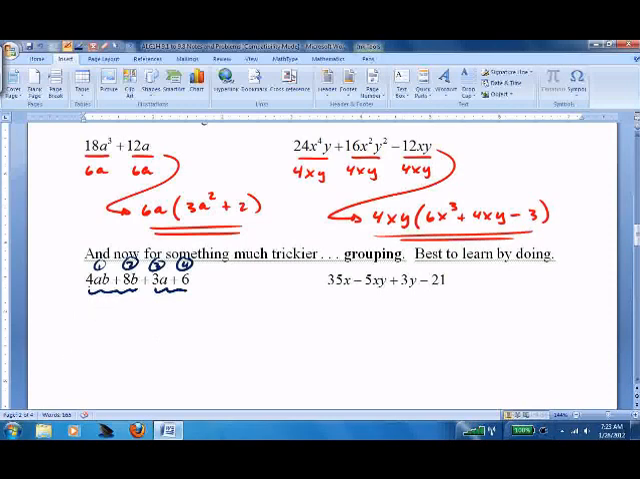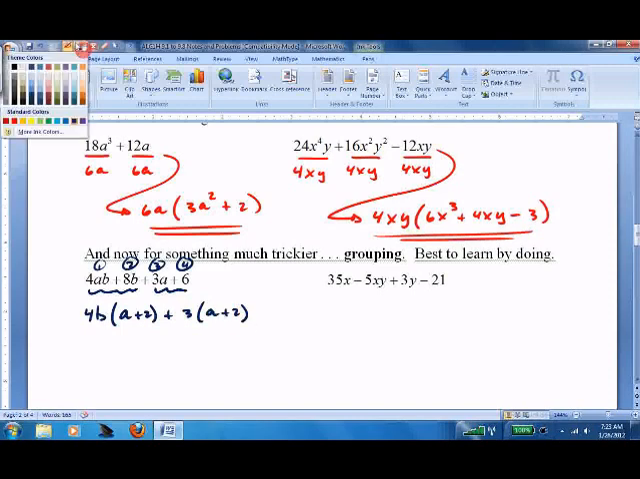So in this case, I know that there's a 4b in there. And that leaves me with a plus 2. In the second term, there's a 3 in there. Leaves me with a plus 2. At this point, I realize I've done it right, at least in this fabulous math world where the math teacher sets up the problem, because there's an a plus 2 left.